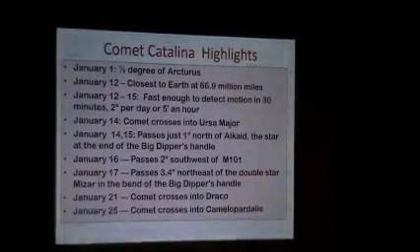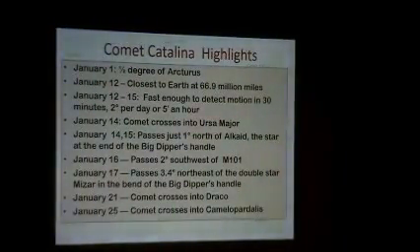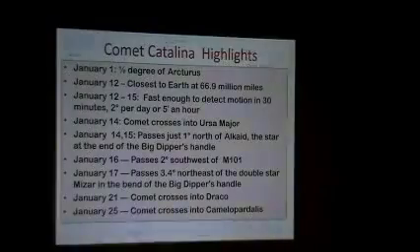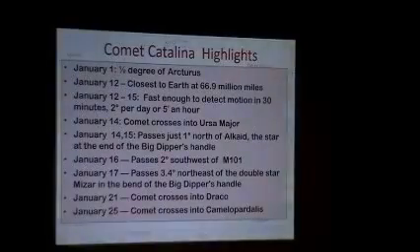Now here's some of the highlights for Comet Catalina. Of course, it's half a degree off the Earth, beginning January the 1st. According to my information, they said January the 12th was closest to Earth, which is roughly 66.9 million miles away, roughly 0.72 AUs, I believe. And of course, it's going to happen next week.